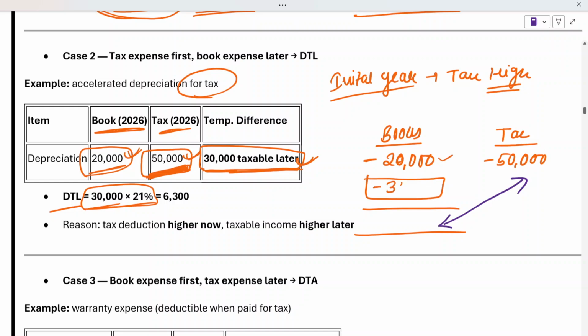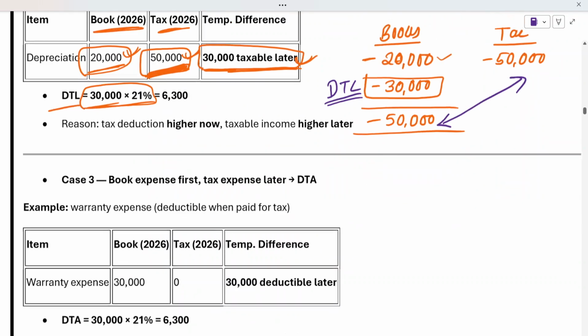If I write minus 30,000 here, then my overall number will become minus 50,000, and this is minus 30,000, so this will become your deferred tax liability again, because this is a minus number. I hope you understood this case as well.